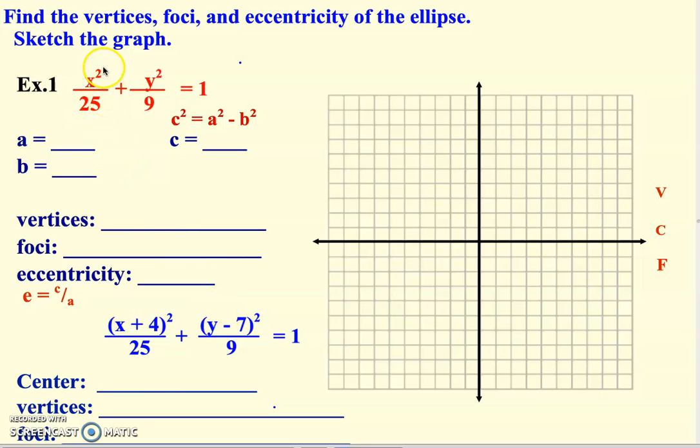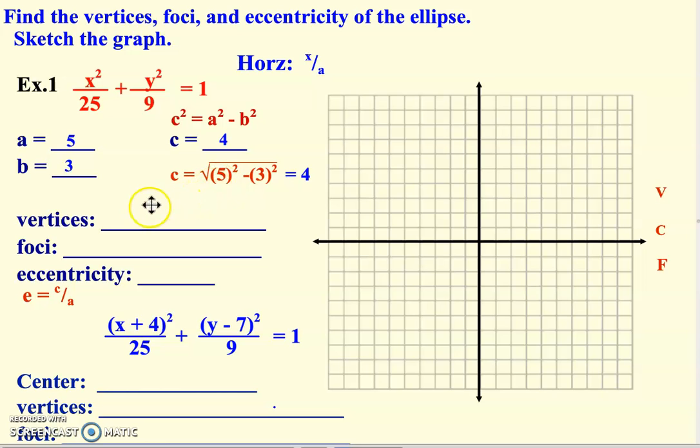So first thing we want to do is recognize what type we have. The fact that this is the larger denominator and it's attached to X tells me that it's horizontal. And then that means 25 is my A squared and 9 is my B squared, so there's my A and my B. C by calculation, so I'll just do a quick calculation for that. We'll do the square root, A squared minus B squared.